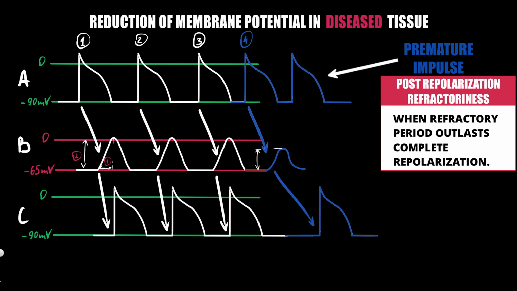Conduction of subsequent action potentials from site A will block at site B even when they arrive well after complete repolarization because of the post-repolarization refractoriness.